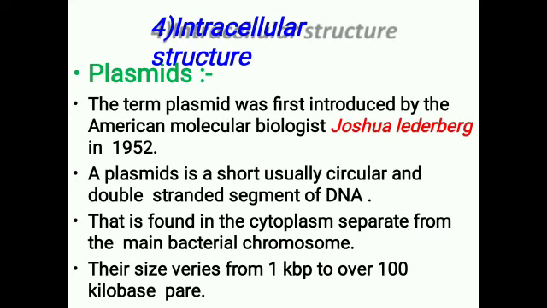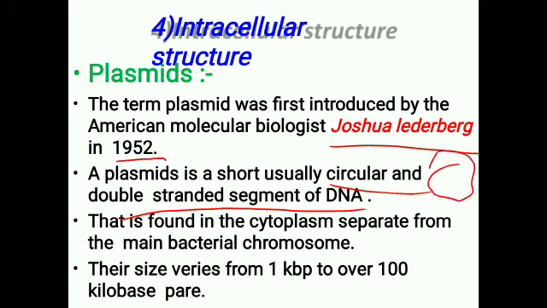Next one is the intracellular structure. Until now we discussed the extracellular structures or external parts, which include the cell wall, cytoplasmic membrane and capsule, and some part of the protoplast. Next is the intracellular or inner structure of the bacterial cell. First one is the plasmid. The term plasmid was first introduced by the American molecular biologist Joshua Lederberg in 1952. This is one of the most important terms that is mostly asked in examinations. A plasmid is a short, usually circular and double-stranded segment of DNA.